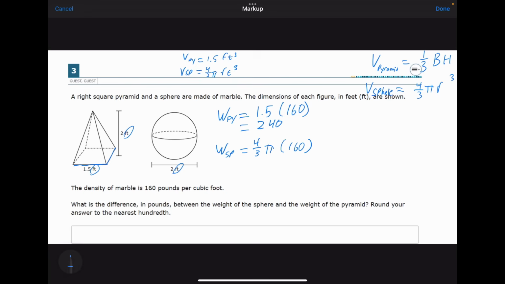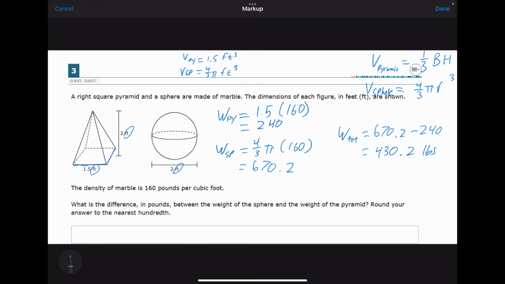And here we're going to perform a bit of a simplification. Let me do some math here. And again, on your EOC exam, you'll have a calculator that is capable of handling this particular equation. This is going to get us to around 670.2. So now we have the weight of the sphere and the weight of the pyramid. And our weight total is going to be that 670.2 minus the 240 number. And this should give us around 430.2 pounds.